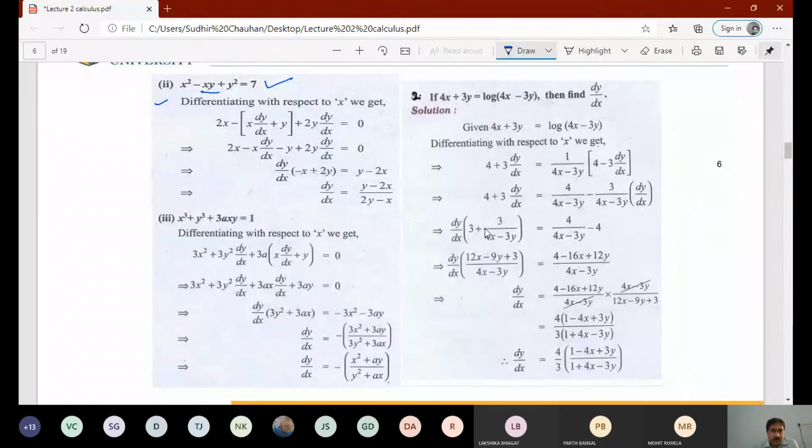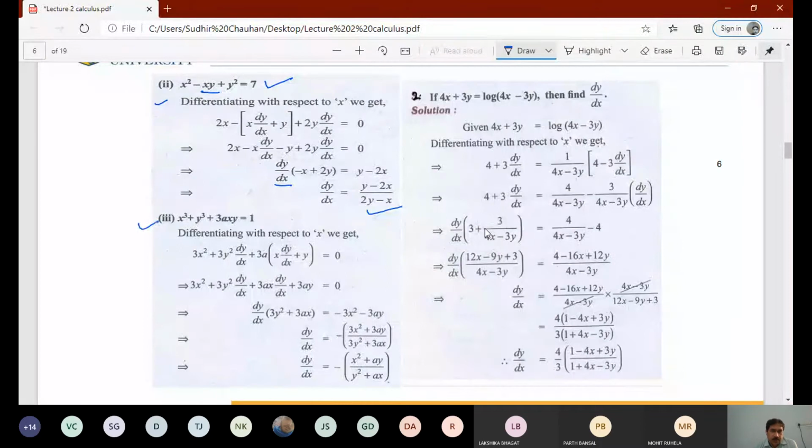So we are discussing this question, second part. We can differentiate with respect to x, then we get 2x minus this. Now we can simplify it and then we can take common dy by dx, and it is equal to y minus 2x upon 2y minus x.